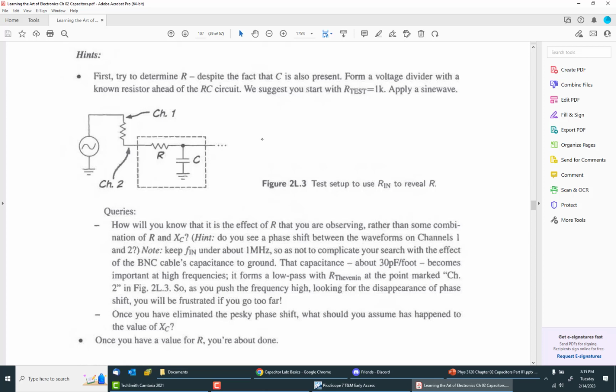How will you know if the effect is of R rather than some combination of R? So it says to keep the frequency down. That means that at this point, the capacitor will have a high resistance. I would have thought you'd want the capacitor to have a low resistance, so you're only measuring the, because what will you see here? Well, let me go back and see my notes. He doesn't do a good job of explaining this.